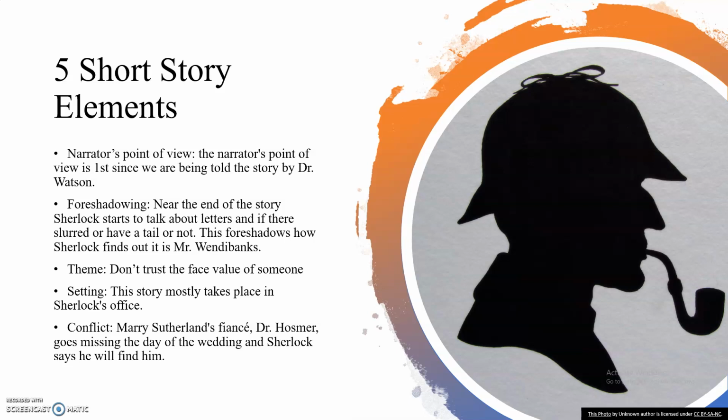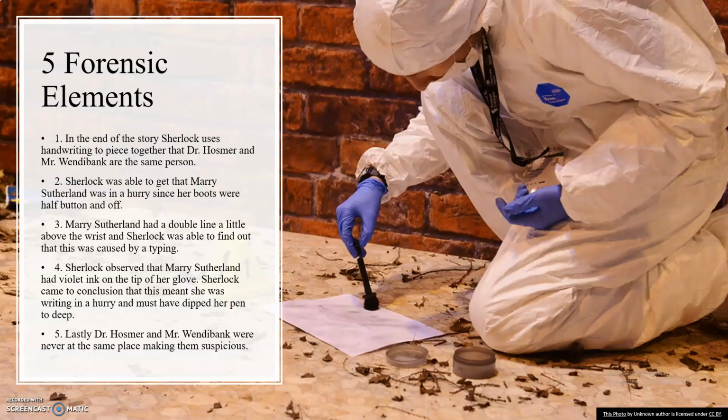The conflict is Mary Sutherland's fiancé, Mr. Hosmer, goes missing the day of the wedding, and Sherlock says he will find him. 5 forensic elements. The first forensic element is that Sherlock uses the handwriting to piece together that Mr. Hosmer is indeed Mr. Wendybeck.